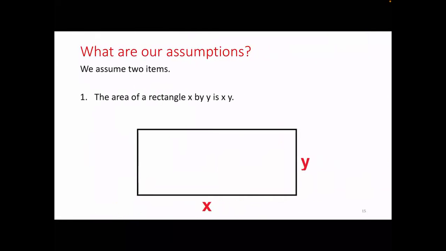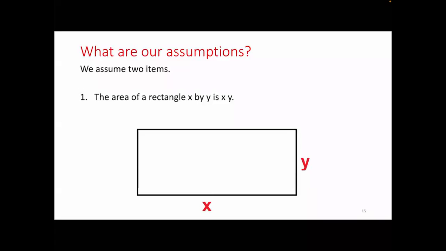So I'm going to prove the Pythagorean formula for you. And I'm going to start by clearly stating what are the assumptions. So I'm going to assume a couple of things. The first is I'm going to assume everybody knows what the area of a rectangle is. That's going to be one of our fundamental ideas. The area of a rectangle that's x by y is just x times y, base times height.